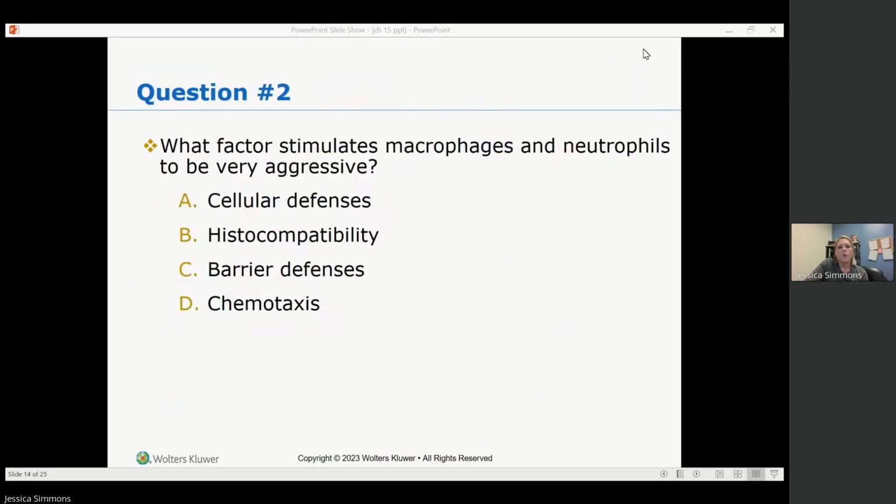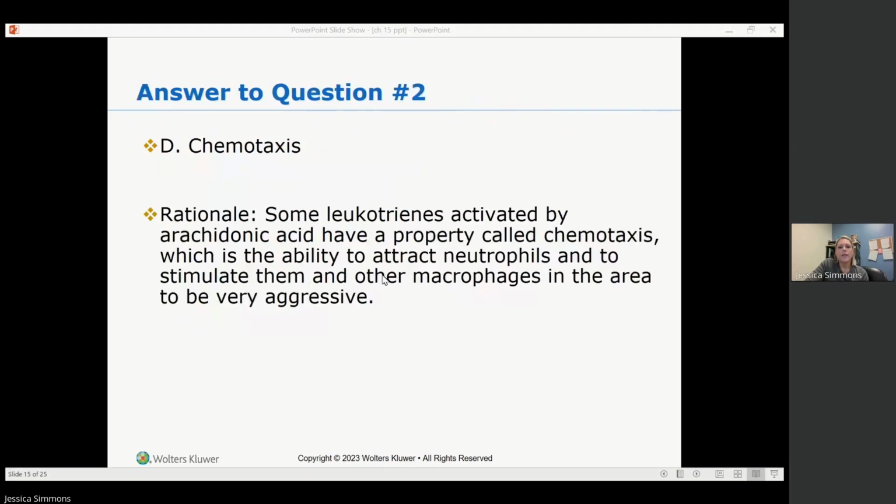So what factor stimulates macrophages and neutrophils to be very aggressive? So which part of the whole system, right? The answer is chemotaxis. So some leukotrienes activated by arachidonic acid have a property called chemotaxis, which is the ability to attract neutrophils and to stimulate them and other macrophages in the area to be very aggressive because you want them to fight off whatever is invading your body.